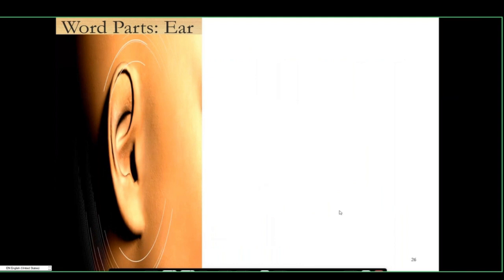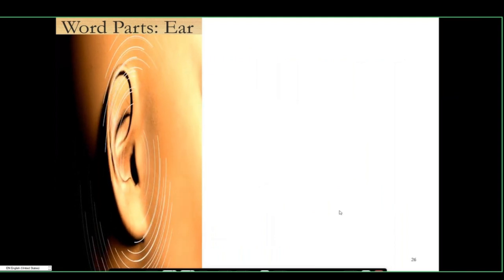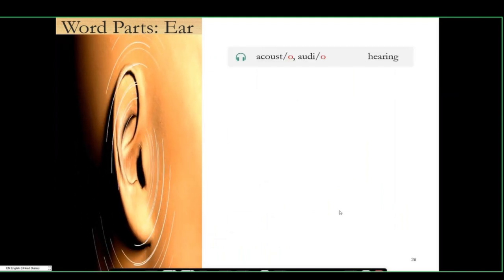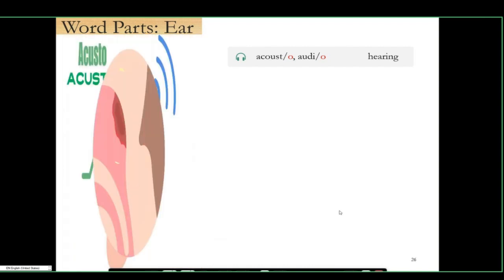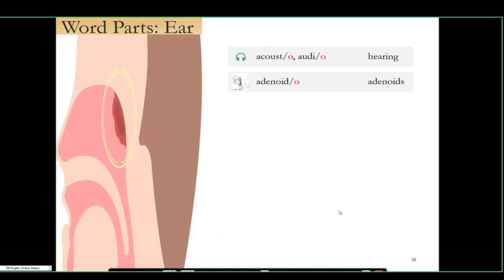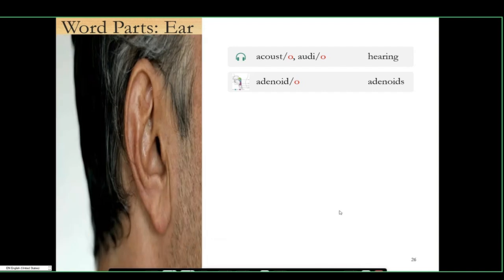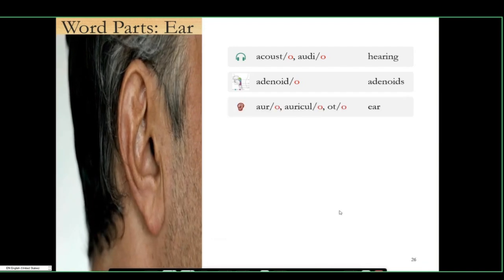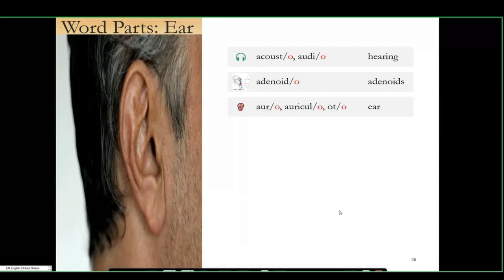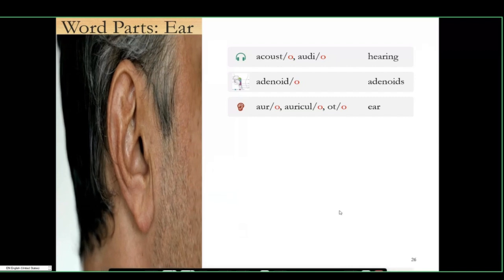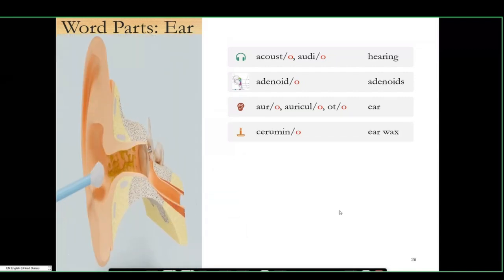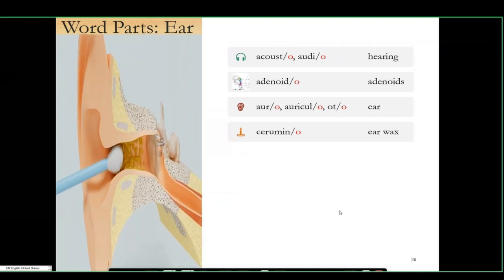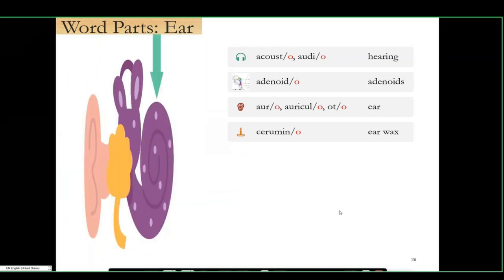Now, we will study some word parts pertaining to the ear. Acousto and audio pertain to hearing. The adjective for acousto is acoustic. Adenoido refers to adenoids. Auro, auriculo, and oto relate to the ear. The adjective for auro is aural, for auriculo is auricular, and for oto is otic. Cerumino refers to earwax. Cochleo pertains to cochlea, and its adjective is cochlear.